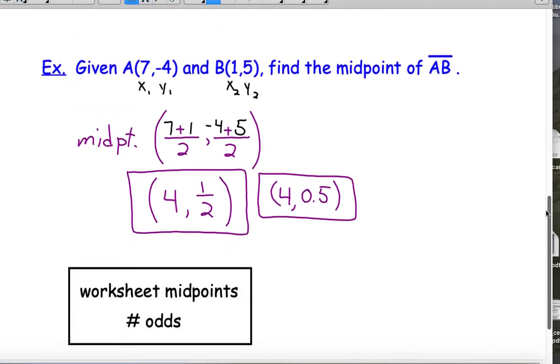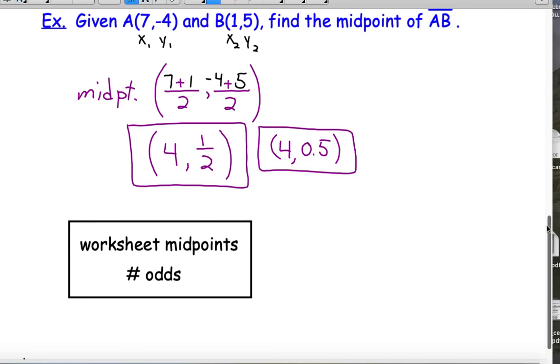So the second part of the homework is going to be the midpoints worksheet, and on this one I want you to do the odd numbered problems. So just do 1, 3, 5, 7, 9. So on the distance it's evens, and on the midpoints it's odds.